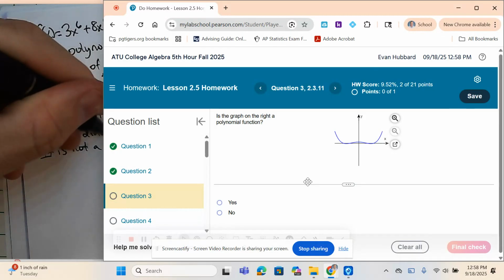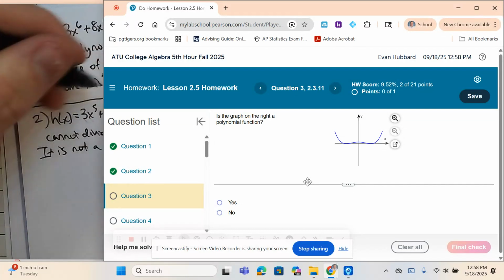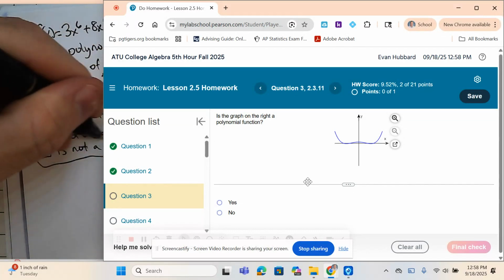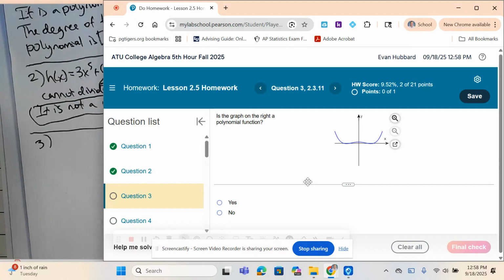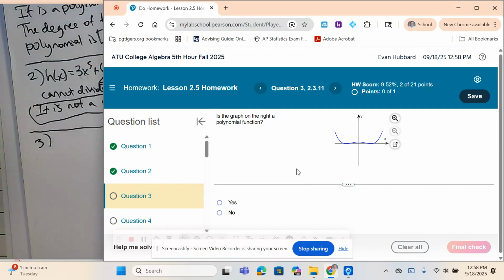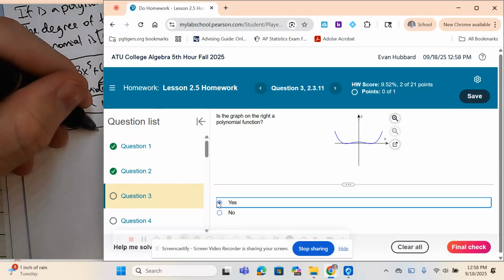Let's go to the next one. Sorry, let's put my answer here. Number 3, is it a polynomial function? Well, we notice it's continuous and there's no asymptotes, no gaps, no holes. So this should be good. So 3 is yes.